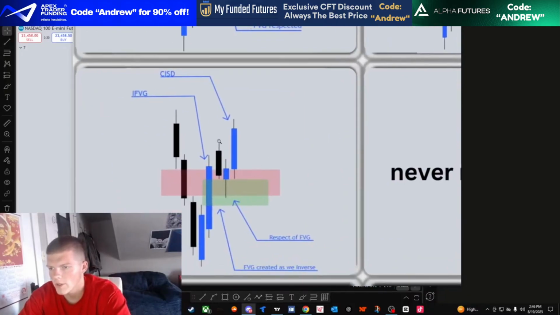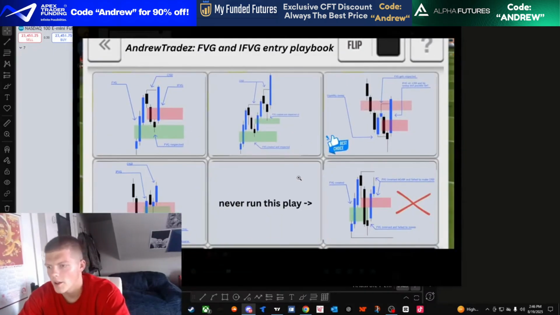So what do we have here? Well, okay, yes, you can enter just on an inverse fair value gap, but this one's even better because what can you do? Okay, we have a gap getting formed to the downside. We inverse that gap. We create a gap as we inverse it. What do you see price does? It taps into that gap that was then formed, respects that gap, pushes higher, and you can enter right here, literally just targeting this high or whatever highs you have above that you want to run.